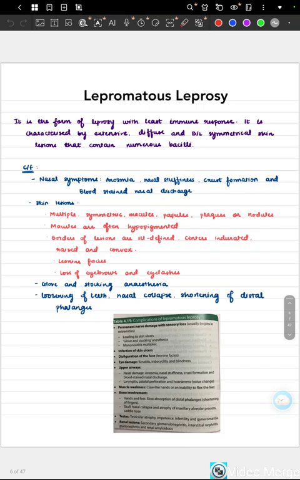The macules are hypopigmented in nature. The borders of this lesion are ill-defined, while the central part is indurated and swollen. Leonine facies and loss of eyebrows, madarosis is seen. Apart from that, glove and stocking anesthesia, loosening of teeth, nasal collapse, and shortening of distal phalanges are seen in lepromatous leprosy.